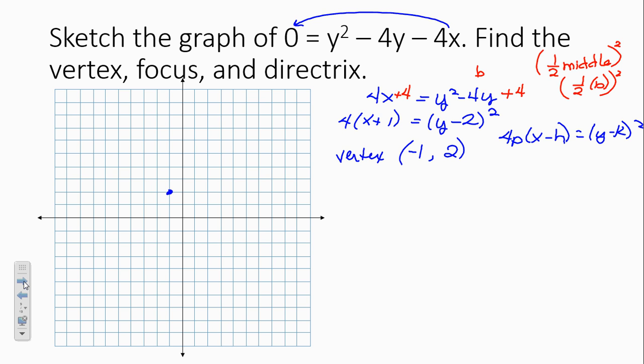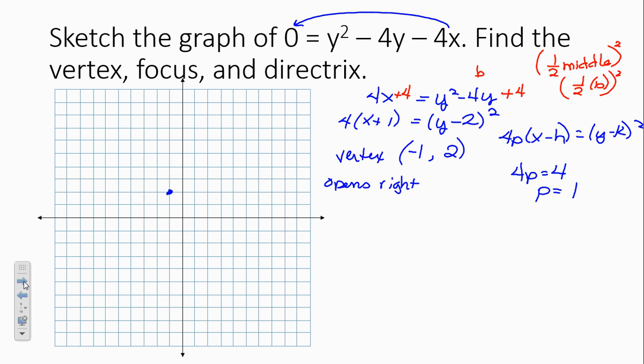Which way is this one opening again? Our y is squared, so it's opening left to right, correct? And our 4p is positive, so it's opening right. Okay. And what is our p? So our 4p is the number that's in front of the non-squared term. So if 4p equals 4, what's p? Yep.